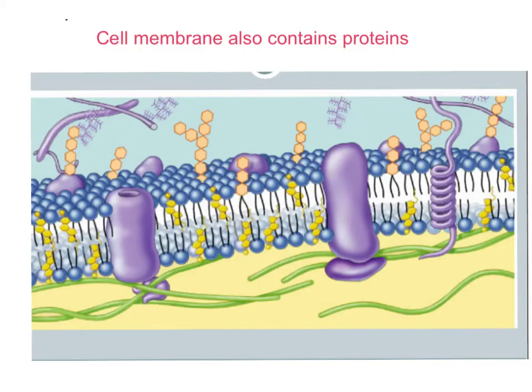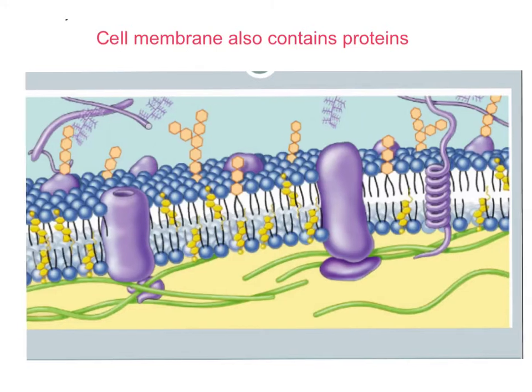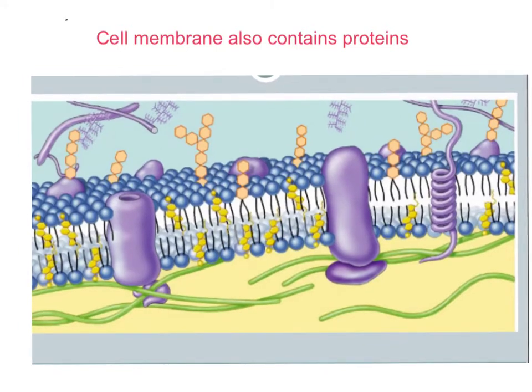In addition to lipids, your cell membrane is also made up of proteins. So in this picture of the cell membrane, you can find the lipids are just the small little molecules right here. But these big molecules floating inside this lipid bilayer are the proteins.